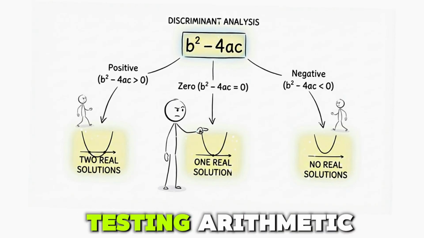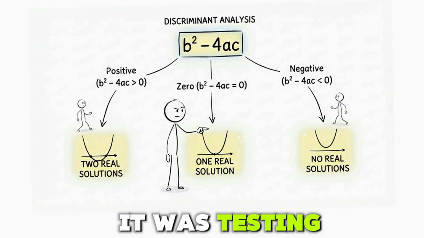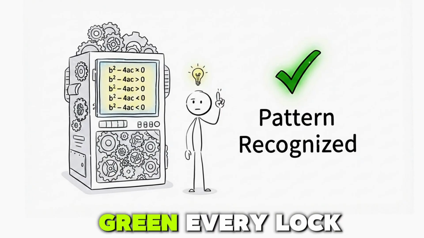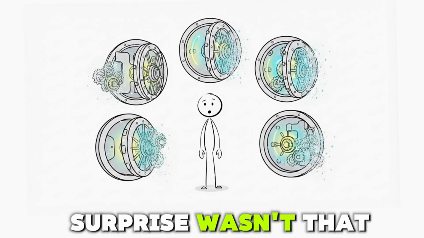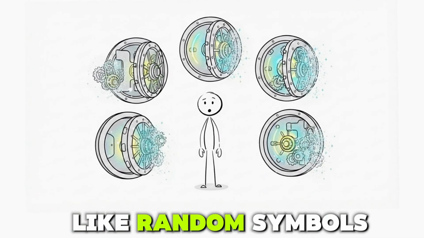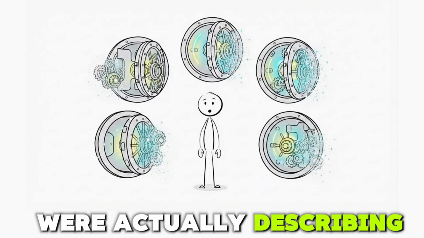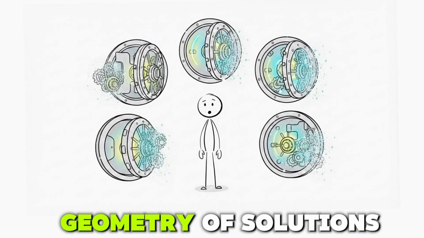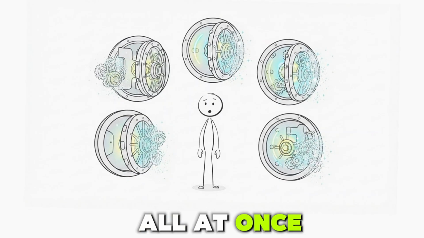The machine wasn't testing arithmetic. It was testing whether Stickman understood the pattern behind every quadratic equation. The screen turned green. Every lock opened. And the greatest surprise wasn't that the equations had been solved. It was that what first looked like random symbols were actually describing the shape of a curve, the behavior of numbers, and the geometry of solutions all at once.